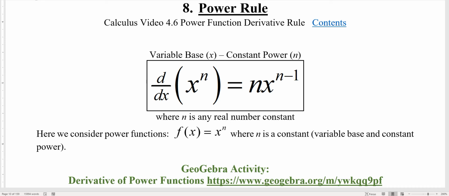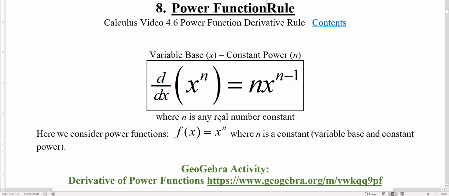This is Jack Jackson. In this video, we're going to be talking about power functions and their derivatives. Okay, so we're going to get a power function rule, or just a power rule for short.